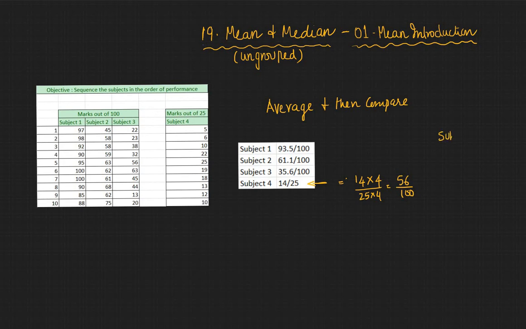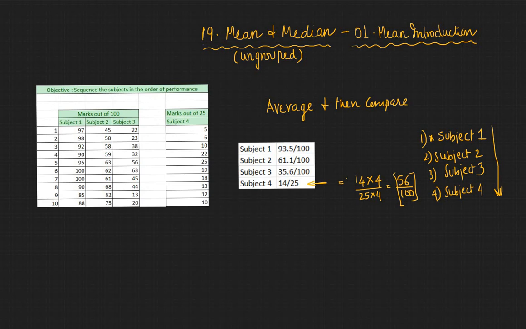So subject 1 is the first. It's number 1. Number 2 would be subject 2. Number 3 would be subject 4 because it has 56 out of 100. Then that's subject 3. So this is a sequence in which we have found out all our averages. So this is very intuitive, and I'm sure all of you are familiar or comfortable with this concept.